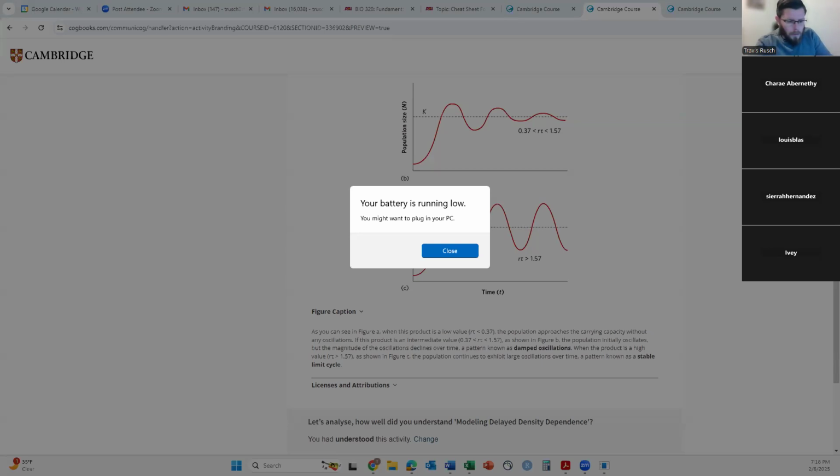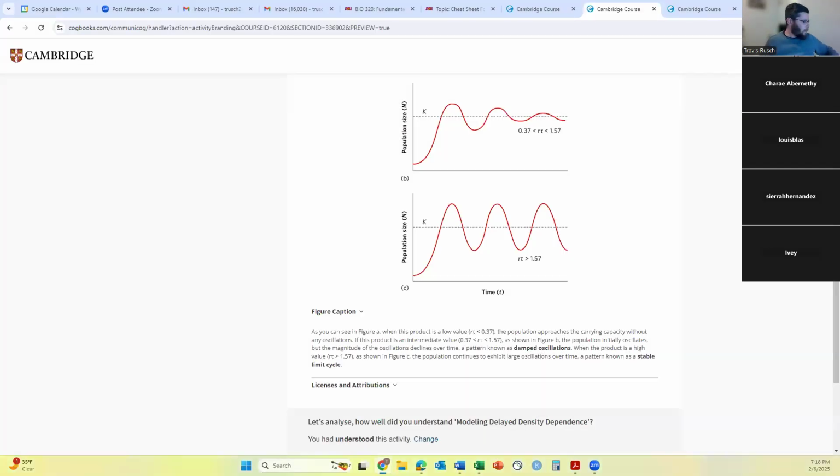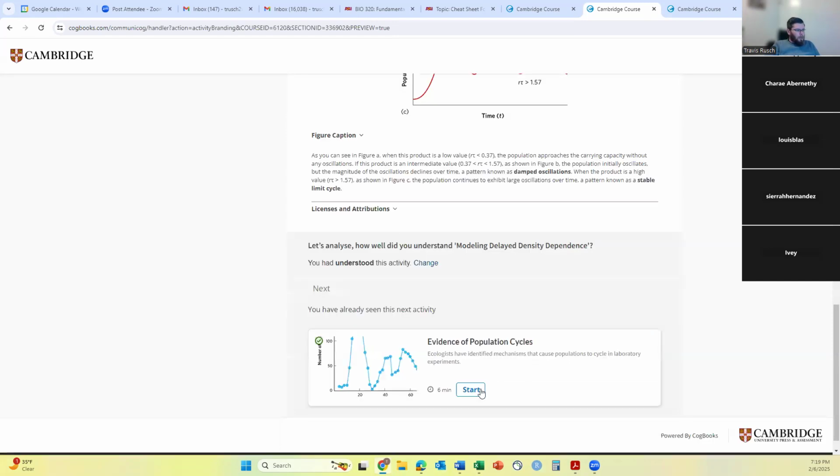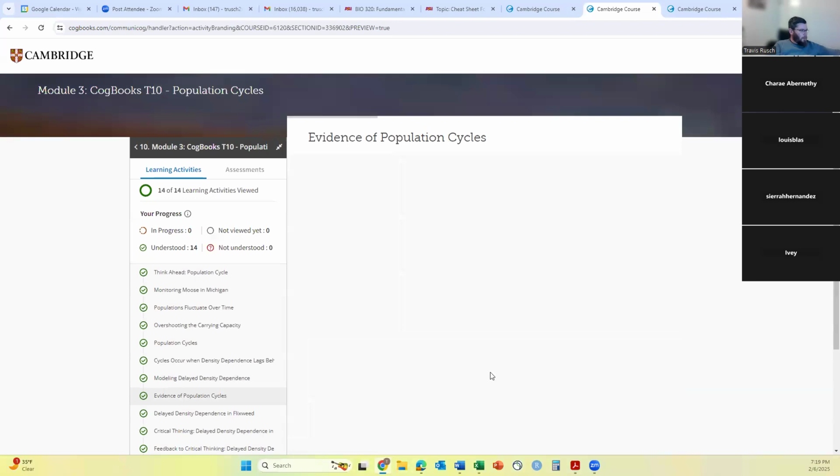My computer's not charging. Oh no. Okay, sorry. I didn't plug it in all the way. That was close. But we're good. We're charging now. All right, moving forward. We survived the outlet scare.